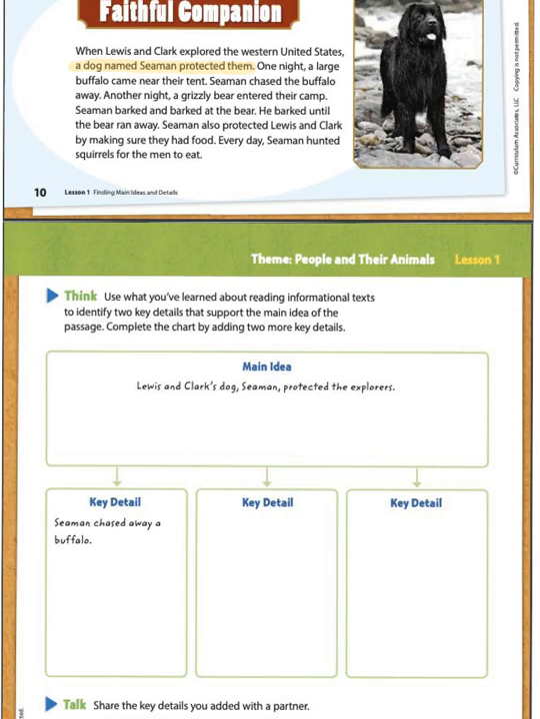We're going to complete the chart by adding 2 more key details. What are 2 key details that you think help support the main idea? So one key detail that's already filled in for us is that Seaman chased away a buffalo. Another key detail might be that Seaman barked at a grizzly bear until it ran away.